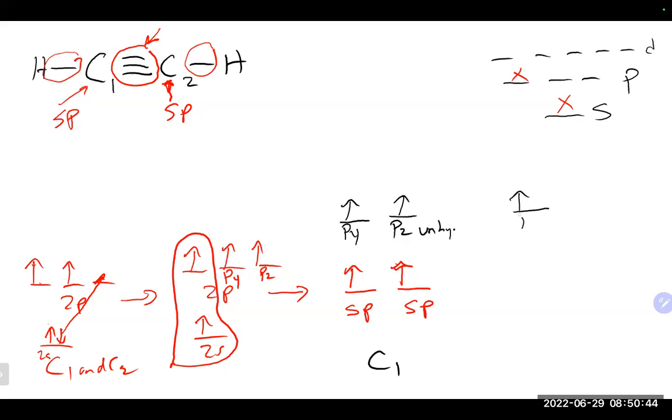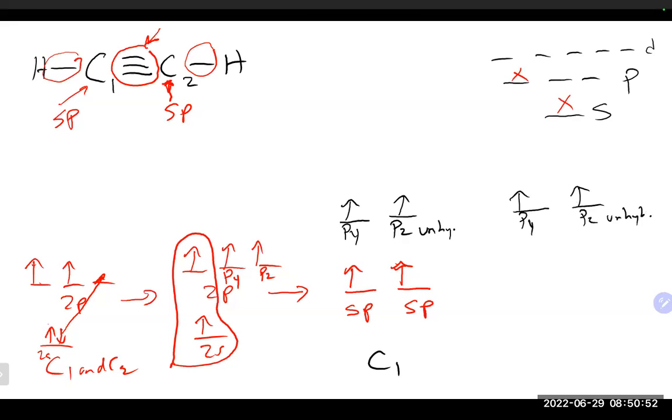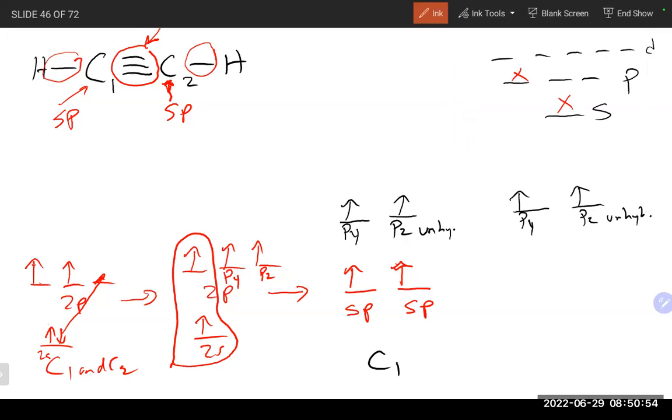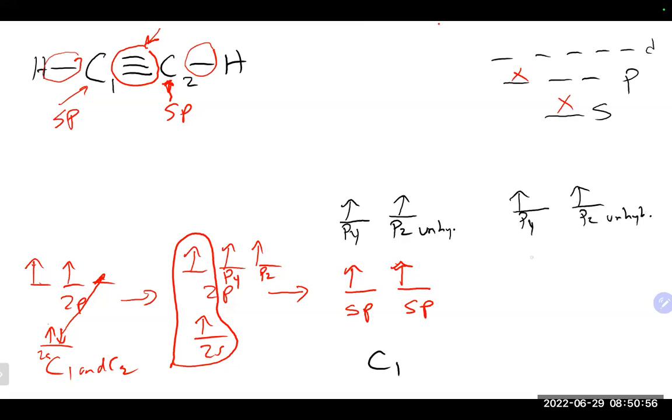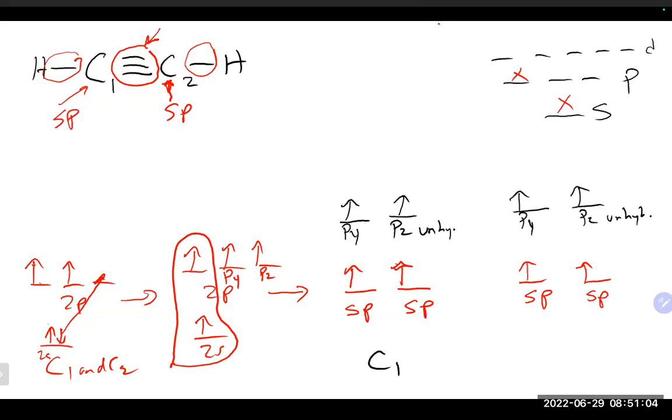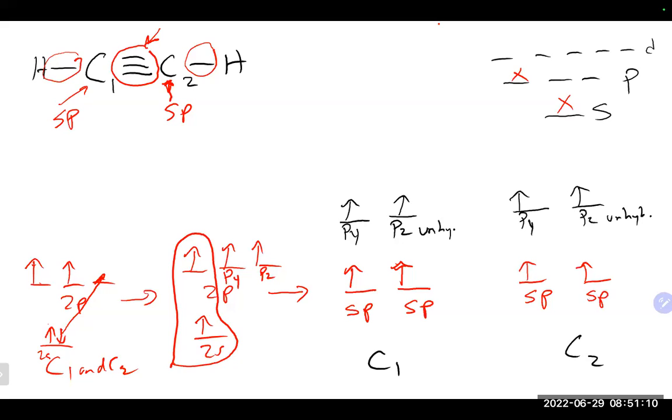It will have its 2 hybrid orbitals here. It's sp. All right, and this would be obviously carbon number 2 there. All right. So once again, these arrows just to show you where all the electrons are.